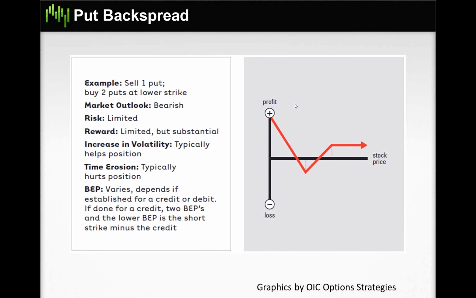So the reverse situation here is what we call the put-back spread, and it's doing the exact opposite here. We are selling one higher strike price put, buying two lower strike price puts. So we're buying two here, and then we're selling one up here. And this creates potentially a profit profile just like this. So if we're dead wrong again, we still can achieve profitability, which is good.